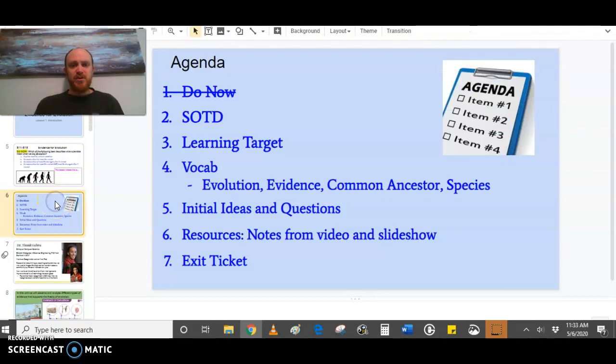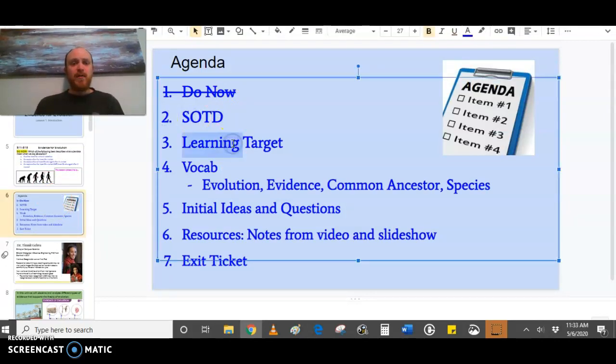Okay, I'm hoping that you did your do now. Now we're looking at the agenda. I have a scientist of the day for you. We have a look at learning targets and vocabulary. You get to take a few slides to kind of get some initial ideas down.